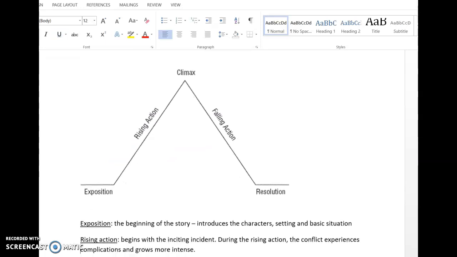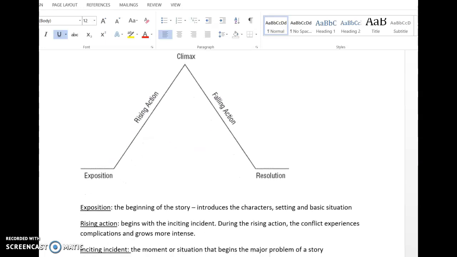Okay, here are the parts of a short story, parts of any story, that we've been talking about all year. The first part of the story is exposition, the beginning of the story. It introduces the characters, setting, and basic situation of the story. The rising action is on that upswing of the chart. It begins with the inciting incident, which we've talked about all year. During the rising action, the conflict experiences complication and grows more intense.